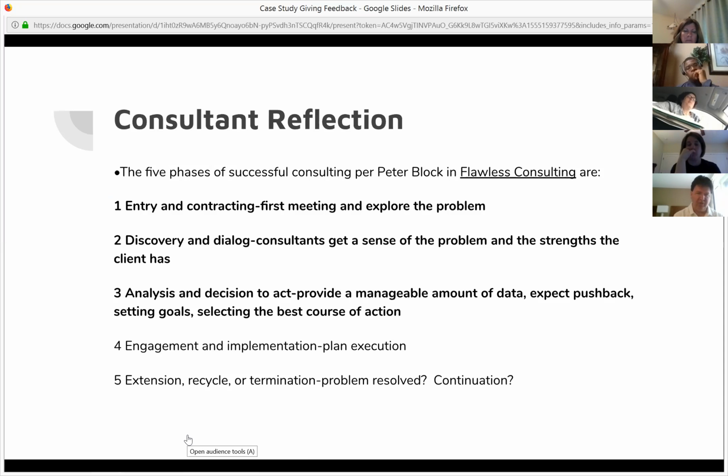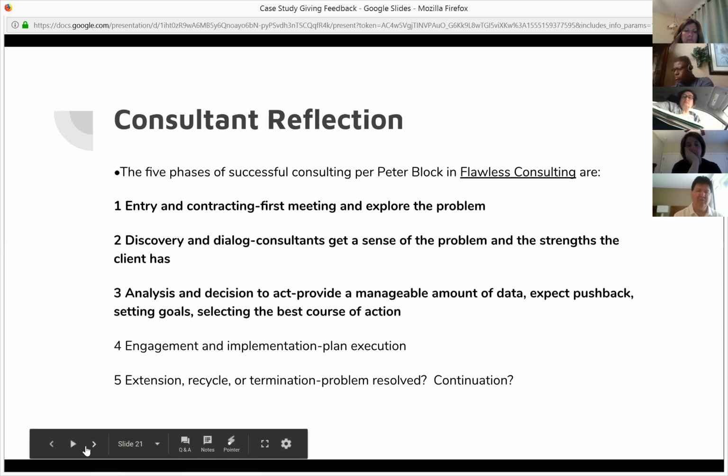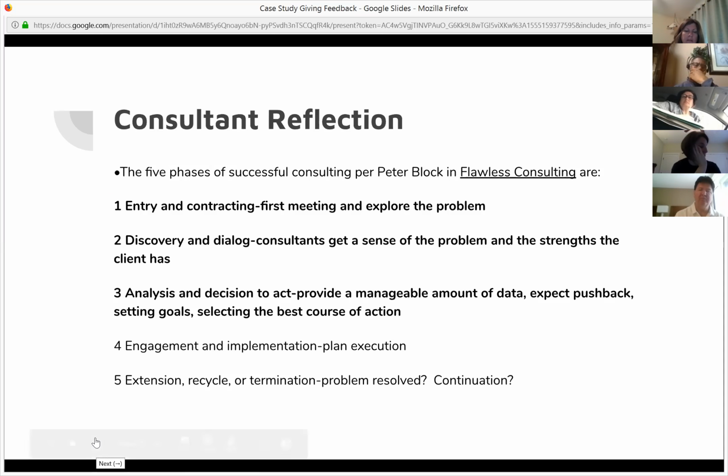And that one particularly because in this case, we did deal with a lot of negativity from what we were presented, and we would expect to have pushback occurring. 4th and 5th steps, according to Peter Block, engagement and implementation, the plan execution, and 5th, extension, recycle, or termination, a relationship with clients.